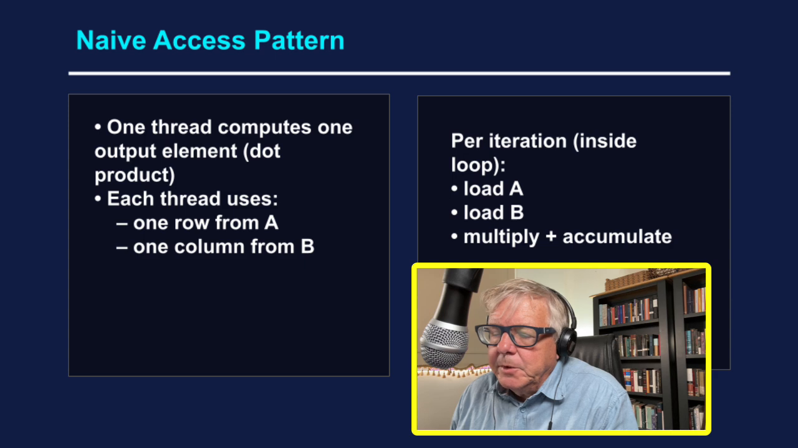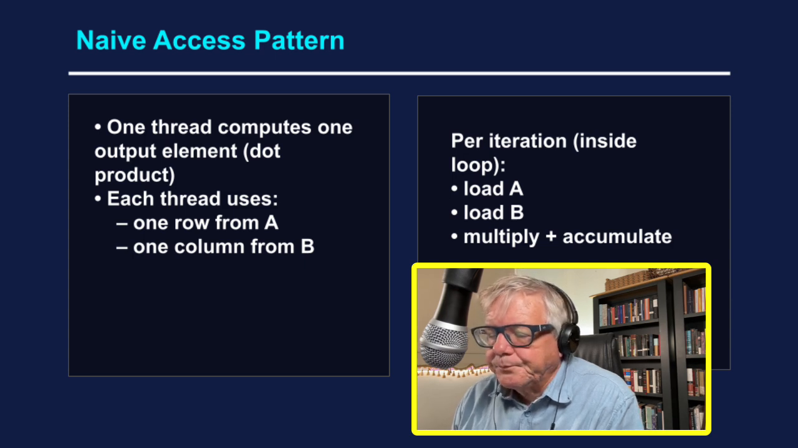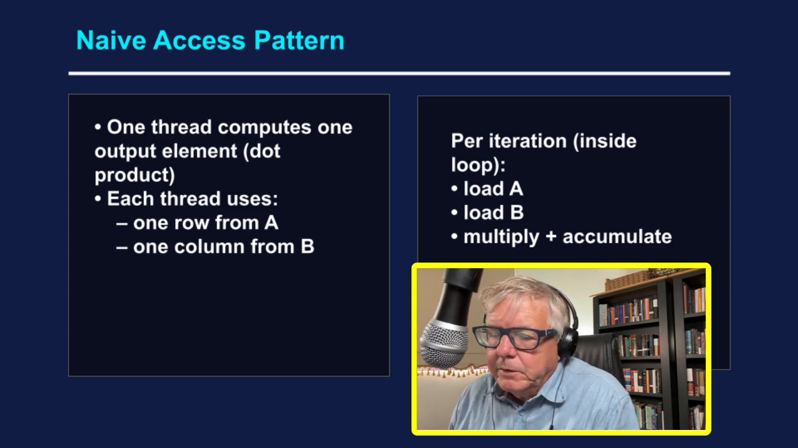We compute one element of the output matrix per thread, a dot product. Inside the loop we load a value from A, we load a value from B, we multiply and add to the accumulator. Each iteration pulls from global memory. Each thread reloads the same data over and over. That's an area where we can see there could be some boost in efficiency. Global memory access is slower than shared memory access, so this creates unnecessary memory transfer traffic.